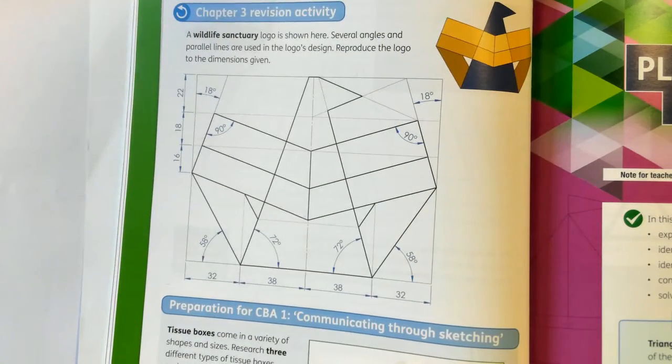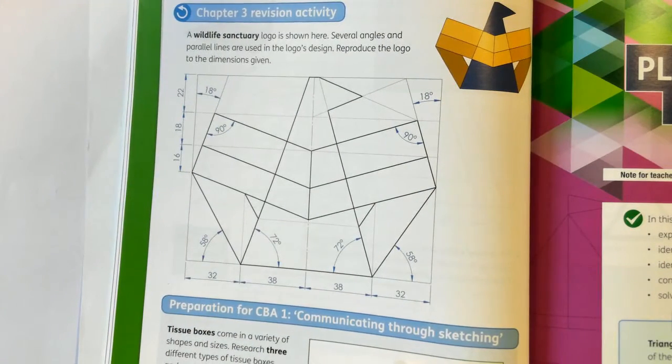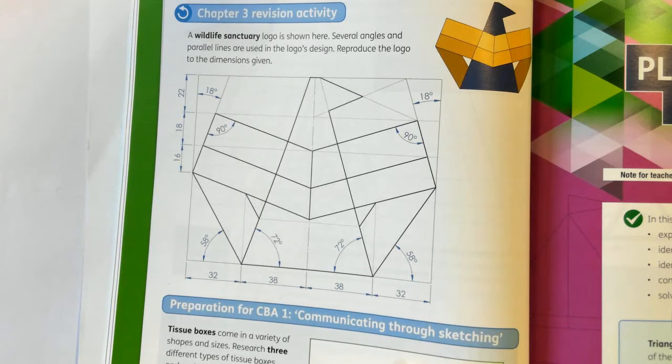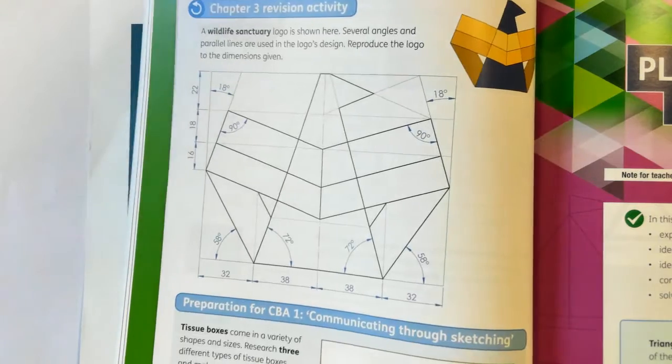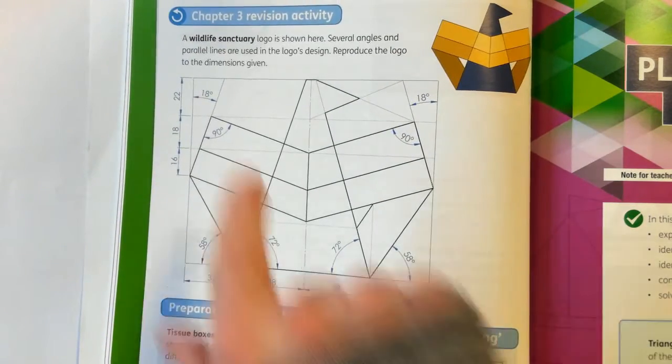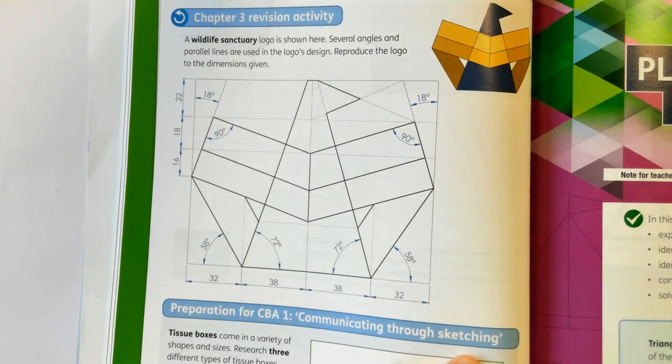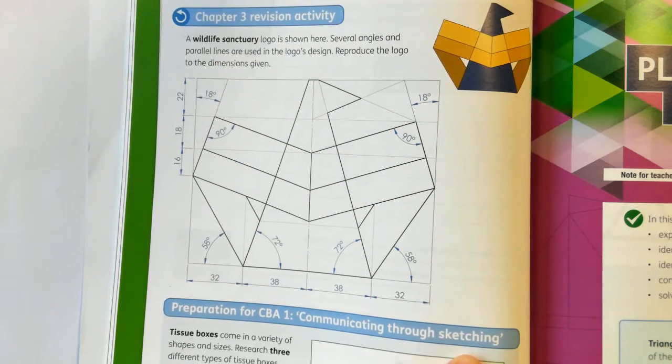Hi folks, so the question we have in front of us here today, guys, is a last little bit on angles here, okay? It's from your World of Graphics textbook and it is on page 42. It says here, a wildlife sanctuary logo is shown here. Several angles and parallel lines are used in the logo's design. Reproduce the logo to the given dimensions.